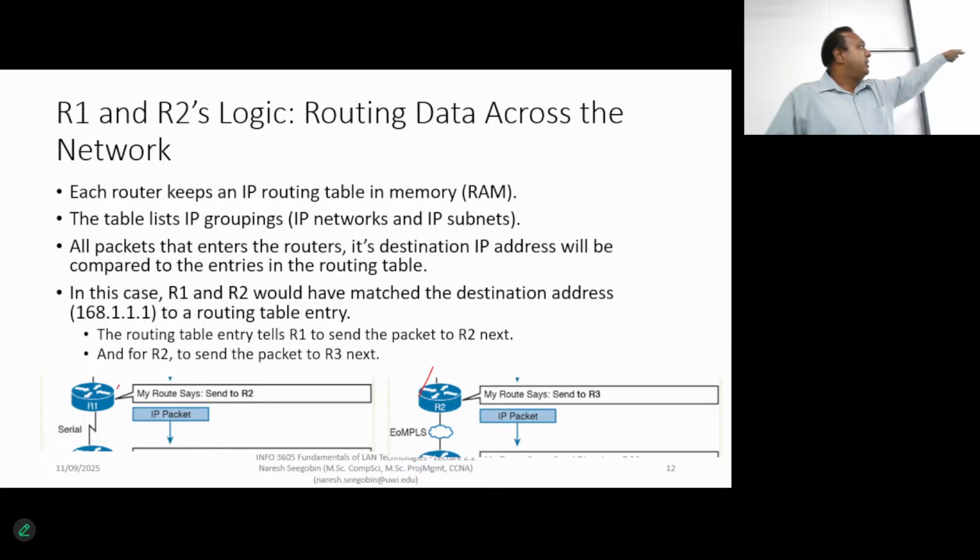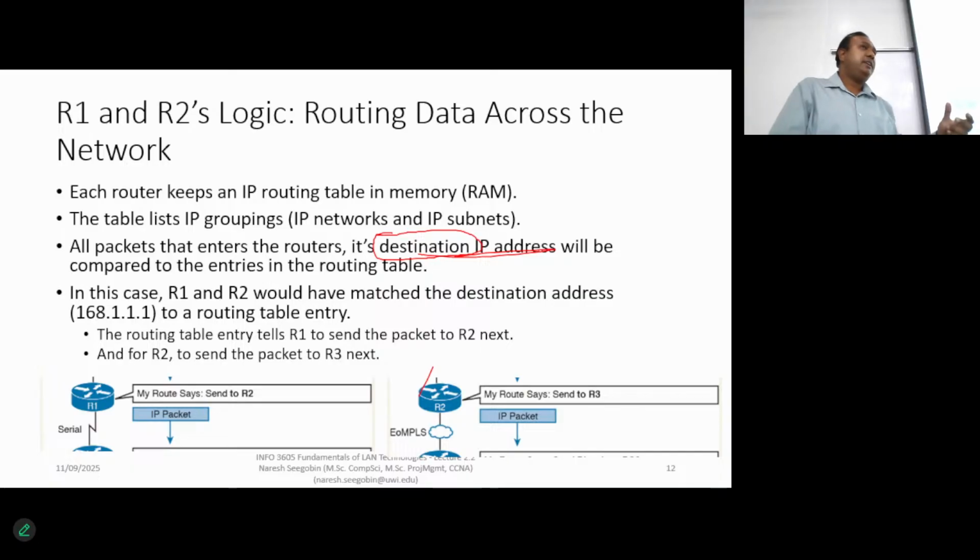It lists IP groupings, IP networks and subnets, which we'll deal with later on. All packets that enter the router, it looks at the destination IP address, which will be compared to the entries in the routing table, and it'll do bitwise matching. So it's going to convert it, I think, let me see.